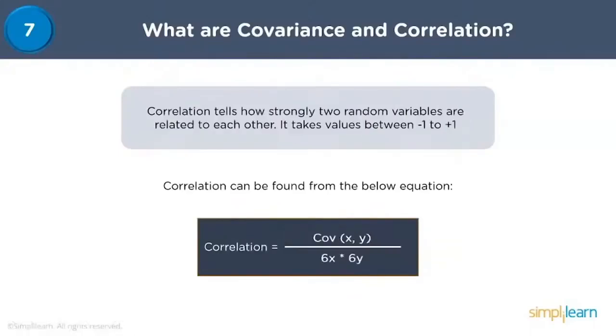Next, we have correlation. Correlation explains the change in one variable leads to how much proportion changes in the second variable. Correlation tells how strongly two random variables are related to each other. It takes values between -1 and +1. A negative correlation means they are inversely proportional to each other. A positive correlation means they are directly proportional to each other. If the correlation coefficient is 0, then there is no linear relationship between the variables. So here below you can see the formula to calculate the correlation.